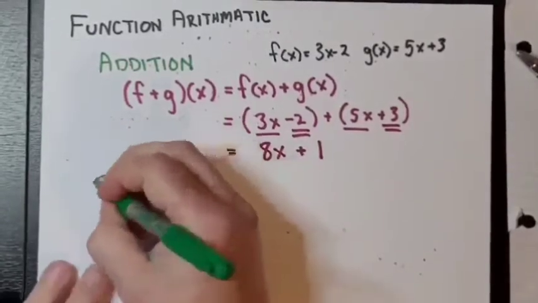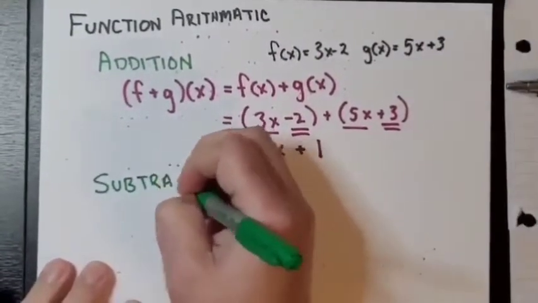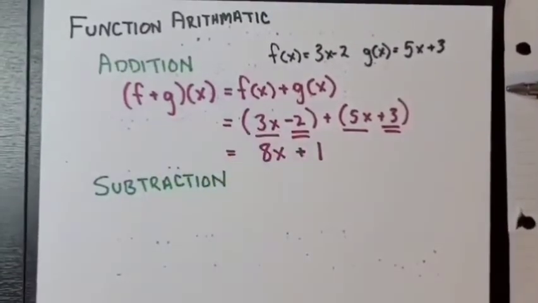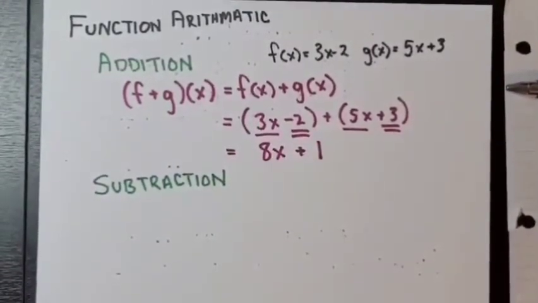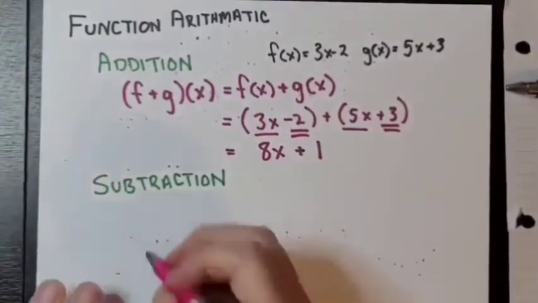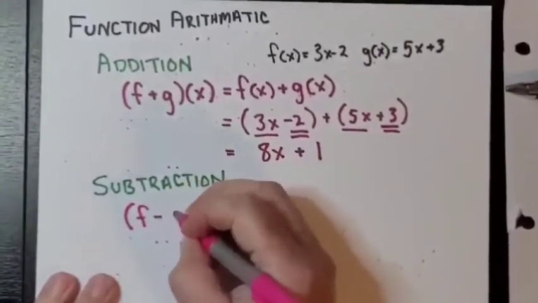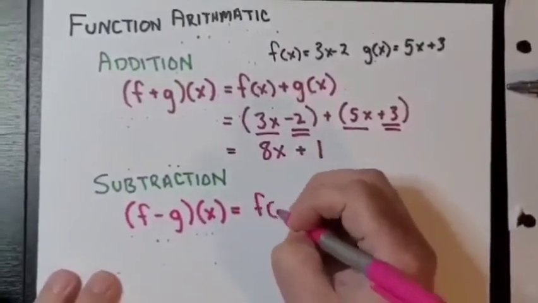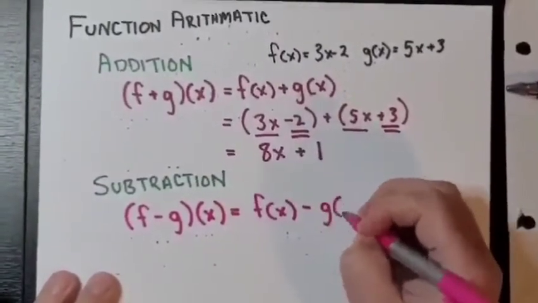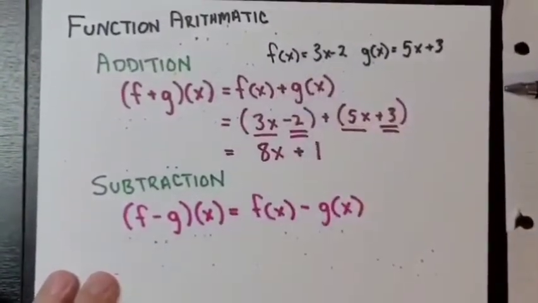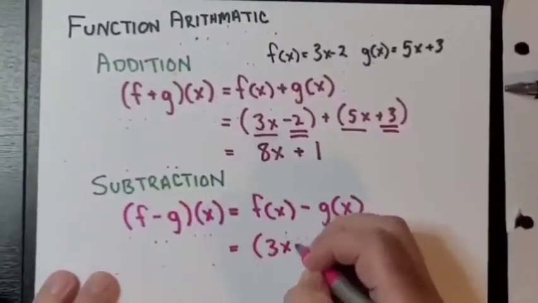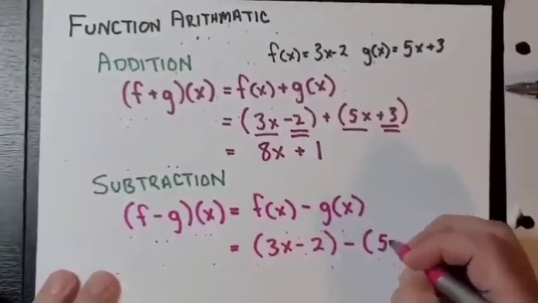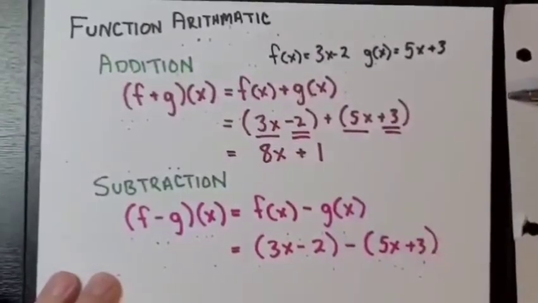Next, we have subtraction, and I sort of didn't want to do this one because it's basically just addition, but there's one little trick, so let's go ahead and do it. So it's f minus g, the whole thing, of x, which is the first function minus the second function, which seems pretty easy. We plug those two in. We got 3x minus 2 minus the whole 5x plus 3.